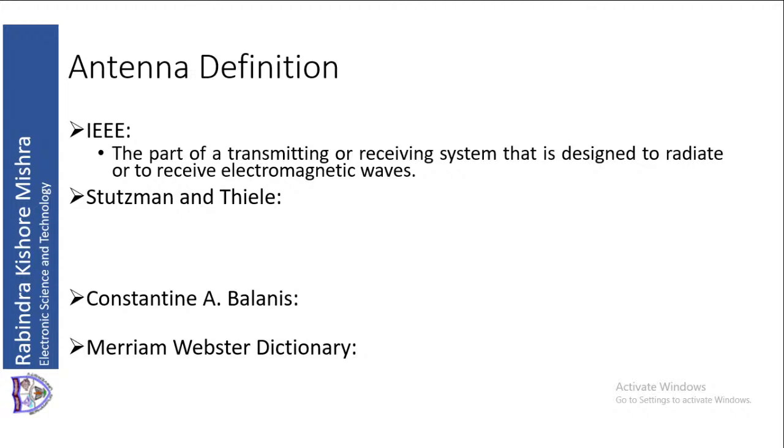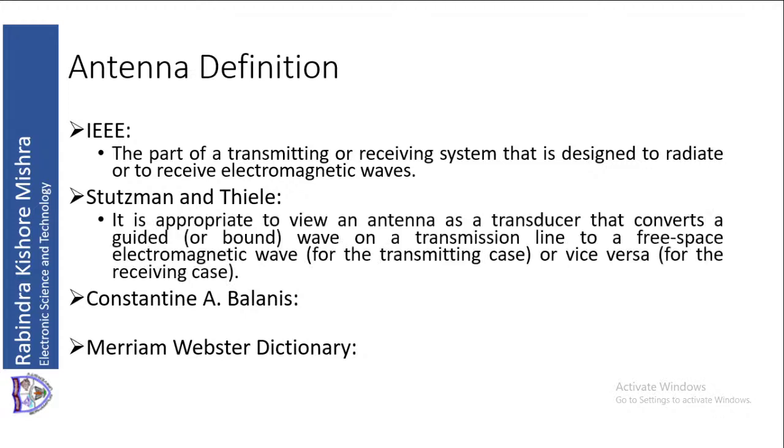Then there is a book by Sullivan and Thiel. In that book, the definition is: it is appropriate to view an antenna as a transducer that converts a guided or bound wave. Guided is propagating; bound means it is not guided, not propagating, it is stabilized. So a guided or bound wave on a transmission line is converted to a free space electromagnetic wave for a transmitting case, or vice versa for a receiving case.